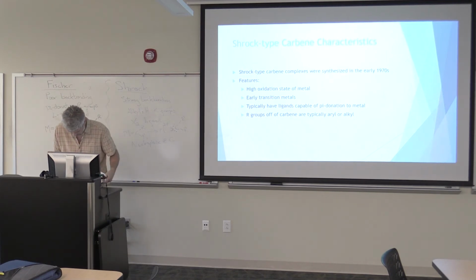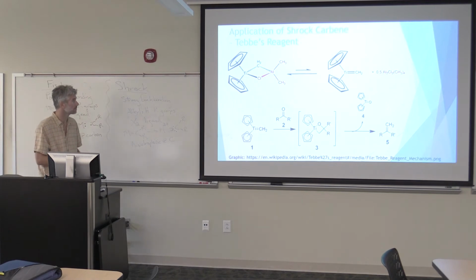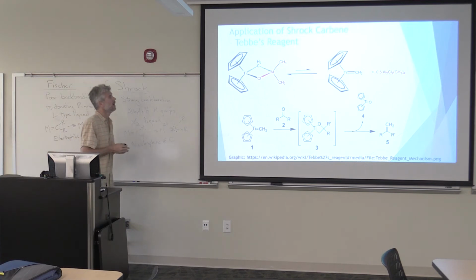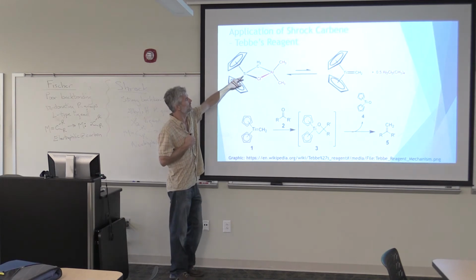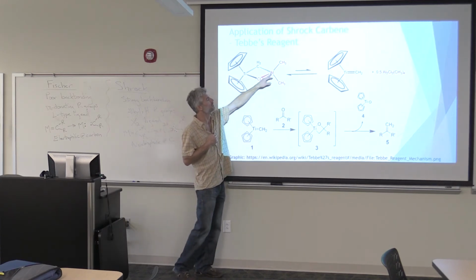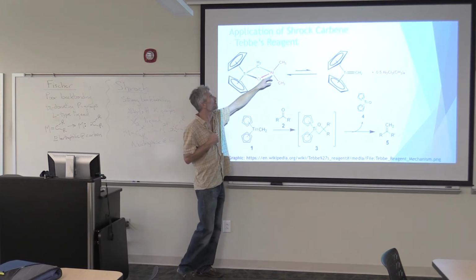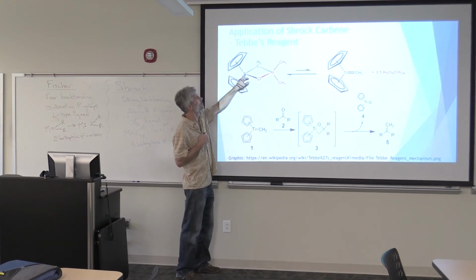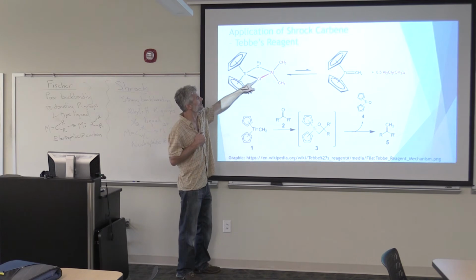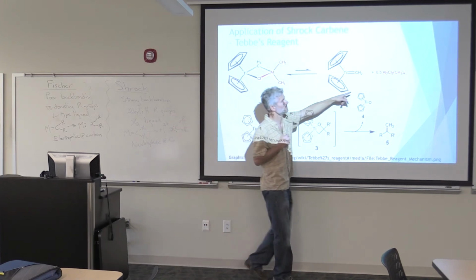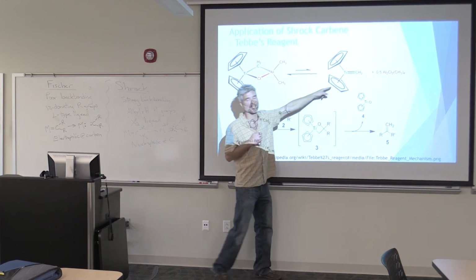As far as use goes, this is one application, called Tebbe's reagent. This species is generated in situ between an initial titanium compound and a trimethyl aluminum compound. Normally this has a chloro group, and the titanium also has a methyl group, and then it decomposes and forms this compound. This can then rearrange, spit out the aluminum, and we form this reactive alkylidene species.